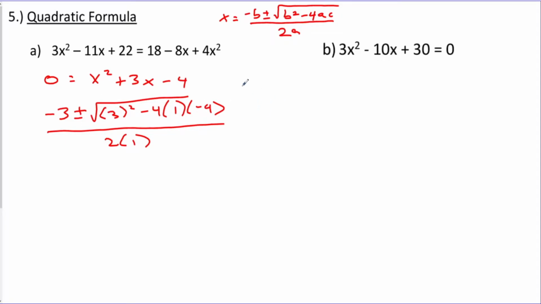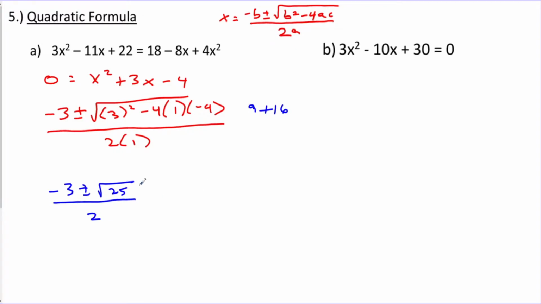And again, I'll just do the work over here. 3 squared is 9, right? And then I treat this as -4, 1, -4. If I multiply those together, I get positive 16, right? So I'm going to say plus 16, okay? So that looks like a 25, right? So I'm going to say -3 plus or minus the square root of 25 all over 2 times 1, which is just 2, okay? So I'm not going to stop here, okay?